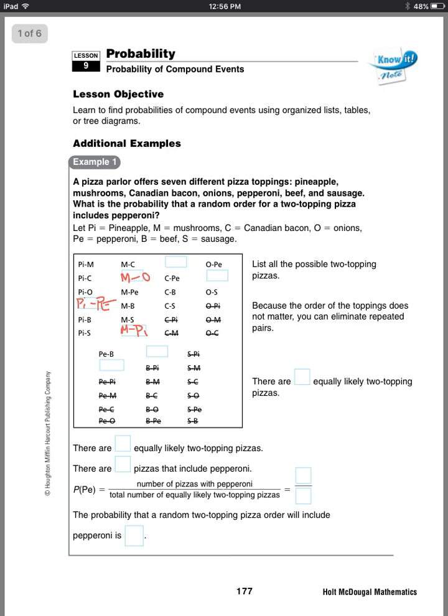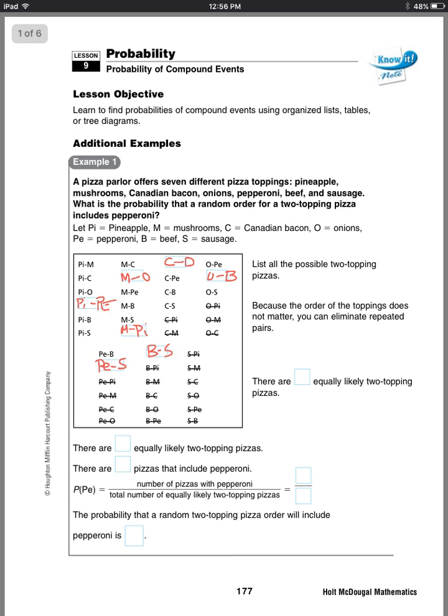So now we're at Canadian bacon. They had Canadian bacon pepperoni, Canadian bacon beef, Canadian bacon sausage, but they skipped Canadian bacon onions. So we need C-O. Onion, pepperoni, onion, and then beef comes after pepperoni. Then they have the rest for us. Pepperoni beef, pepperoni sausage, and then they have all the rest. And lastly, we have beef, and the first ingredient is sausage.